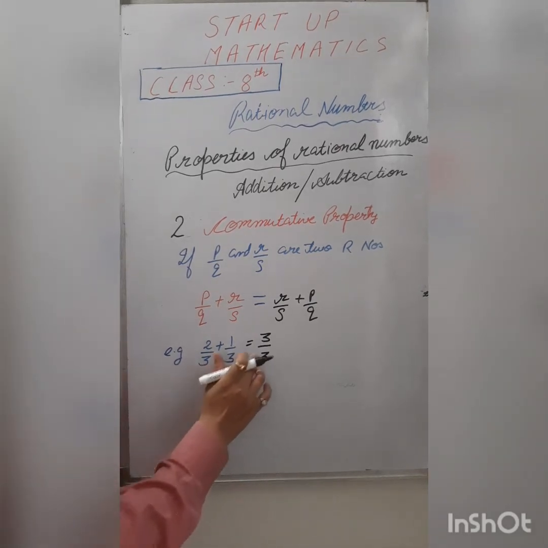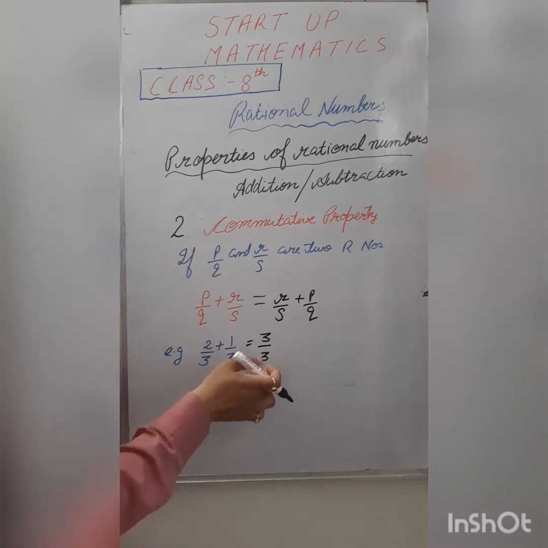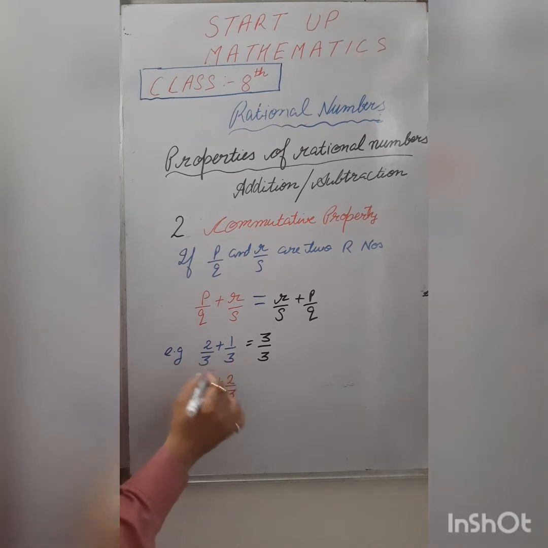So this is the rational number. As per the first property, the sum of two rational numbers is a rational number. Now see the next order. If I add 1 by 3, see here I am writing 2 by 3. Just rewrite both the rational numbers, firstly in this order, now in this order.